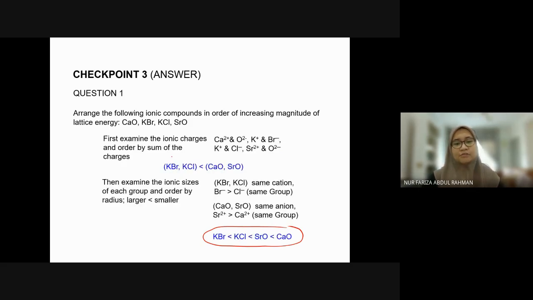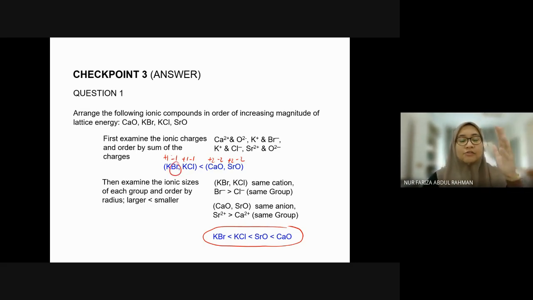You have to separate them first. KBr, KCl, both of them are +1 and -1. On the other hand, this one is +2, -2. Once we have separated that, then only we go for each one of them. In terms of this, we cannot compare them based on the charge because they have the same charge. Because they come from the same group, we have to go down the group and compare in terms of size.